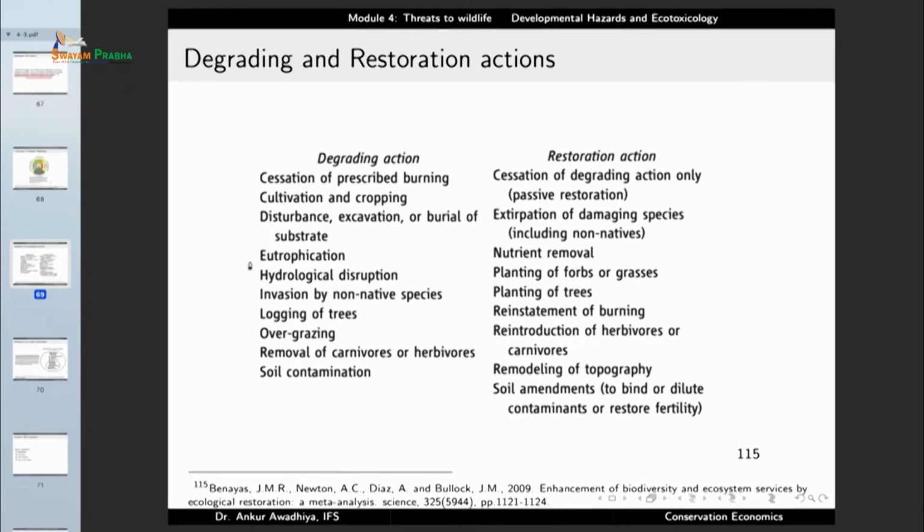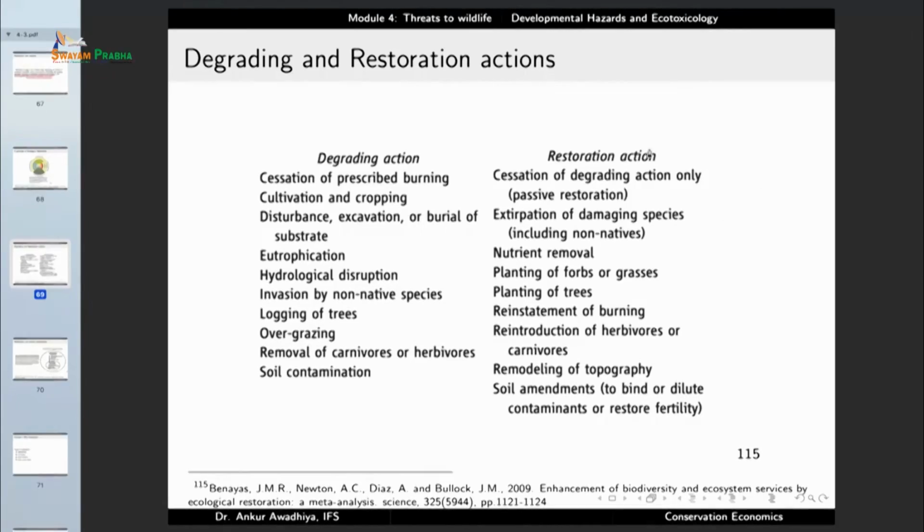Now, eutrophication is excessive nutrients being made available to the system, especially the water bodies, because in a number of cases, the fertilizers get run off from the fields into the water bodies. Disruption of hydrology by, say, construction of a dam, invasion by non-native species, especially the invasive species, logging of trees, that is, cutting of trees, overgrazing, removal of animals by poaching, and contamination of soil. So these are all different examples of degrading actions.